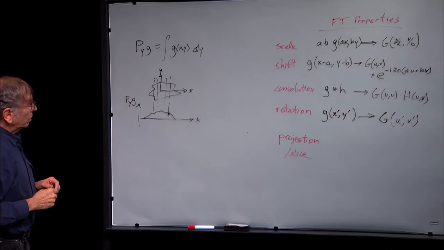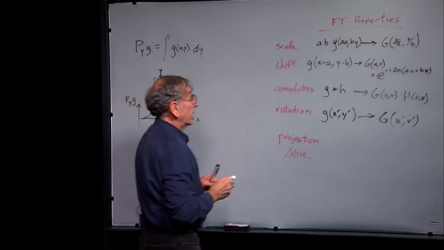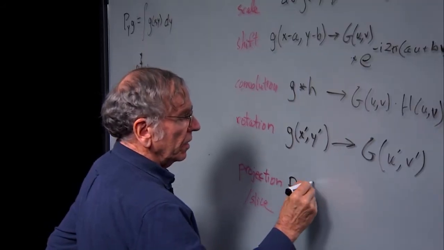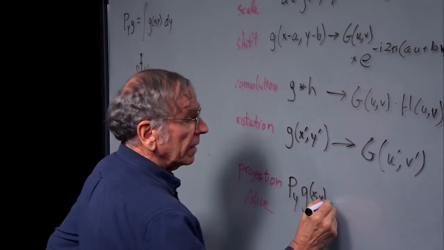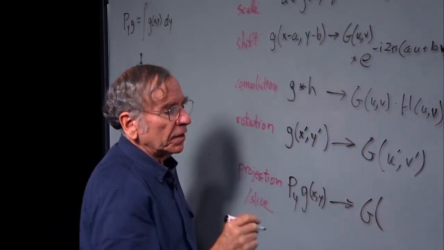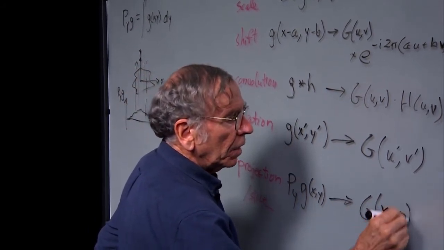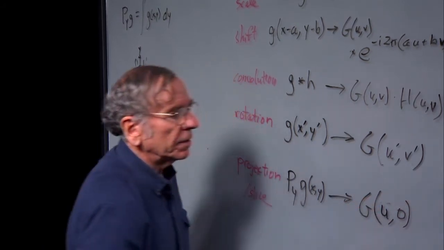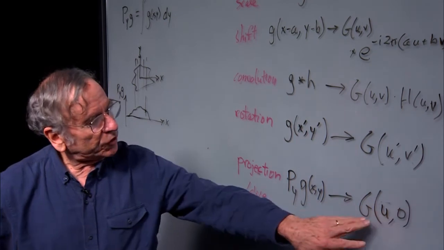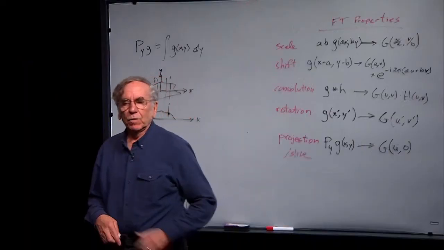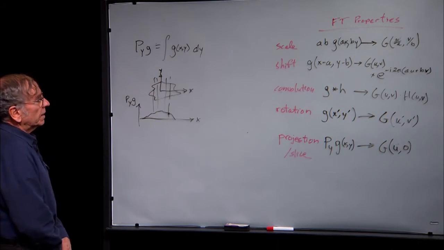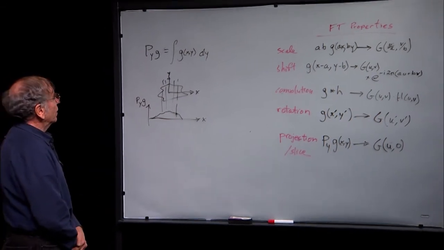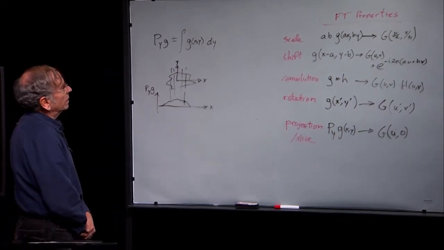So the really cool result is that a projection, p sub y, operating on g of x, y, transforms to the Fourier transform of g with the v value set to 0. That is, instead of being G of u, v, we have G of u, 0. So it's, I guess you could say, the equator of the G function if you plot it in the uv plane.